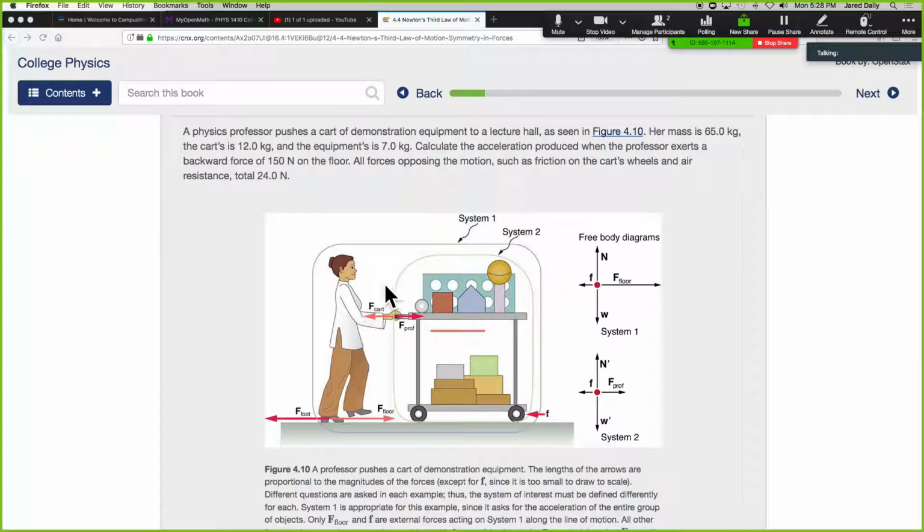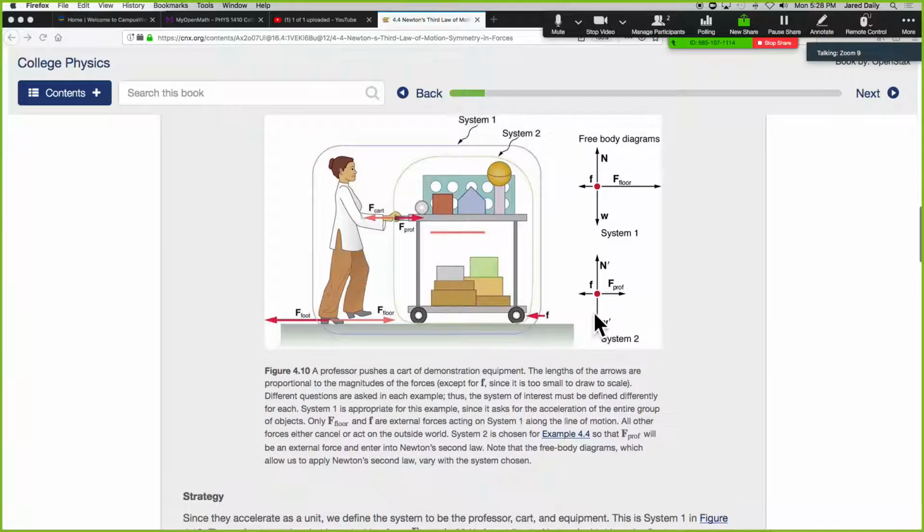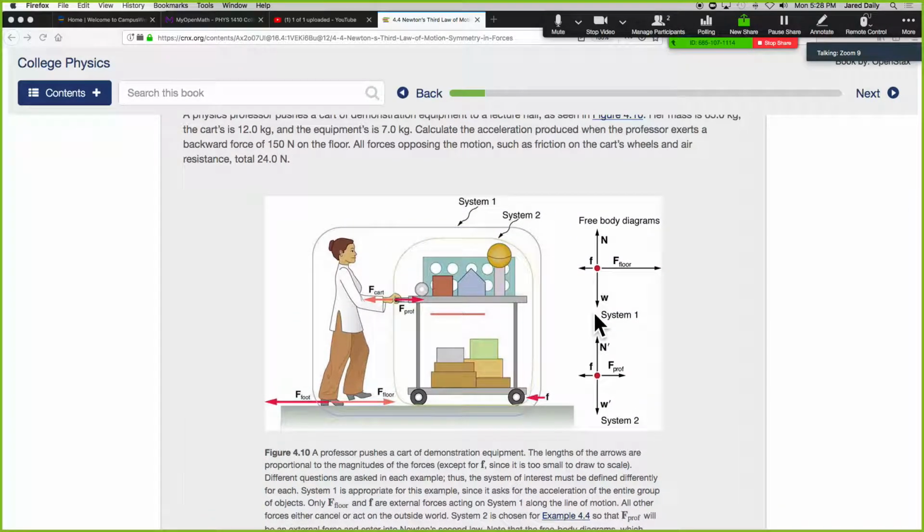We don't consider this because this is internal to the system now. But the friction is still the floor acting on the cart, so it's still external to the system. So we still have that frictional force out there. And then, of course, the weight and the normal force also. No matter which way you do this problem, you're going to get the same acceleration. Why does this bigger force give the same acceleration as the smaller force for the two different systems?